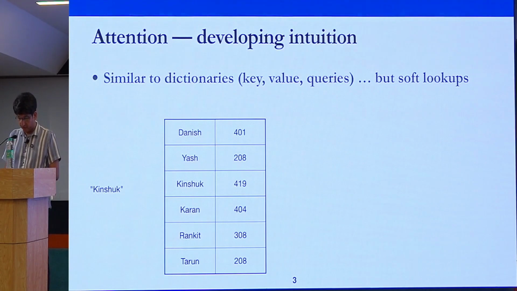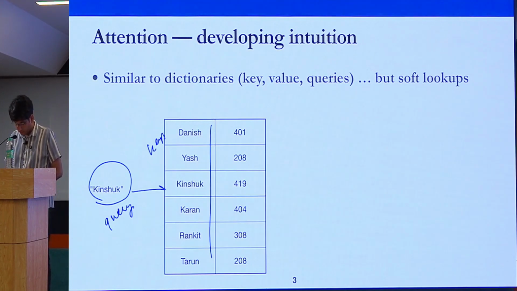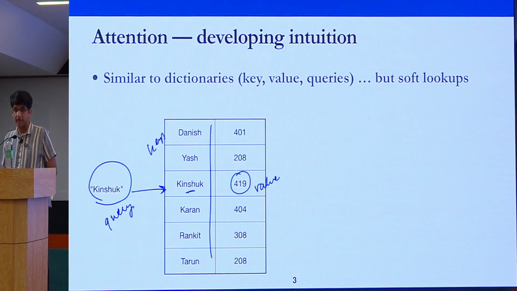We discussed this last time as well, where let's say you have a word like kinshuk. In a traditional dictionary, let's say this is your query. You will go and look at all the keys here, and this is a match, right? Kinshuk matches with kinshuk here, so we can say that the value of 419 is the final value.